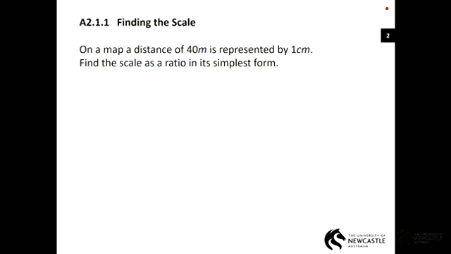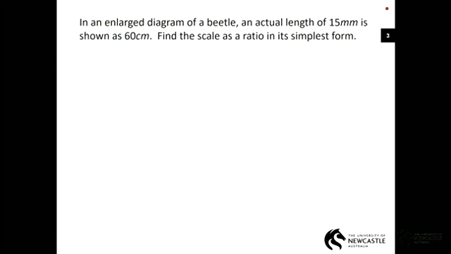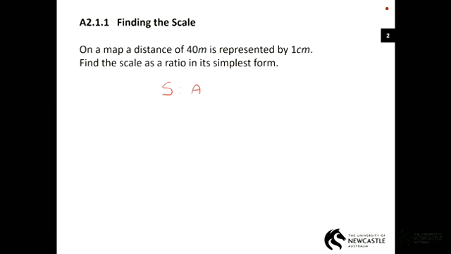Firstly, I'm saying SCA: scale, colon, actual. The scale thing goes on the left, the actual thing goes on the right. Distance of 40 metres, that's real life. So that's actual, the 40 metres goes here, and the 1 centimetre is a scaled item that's on the map, so 1 centimetre goes here.